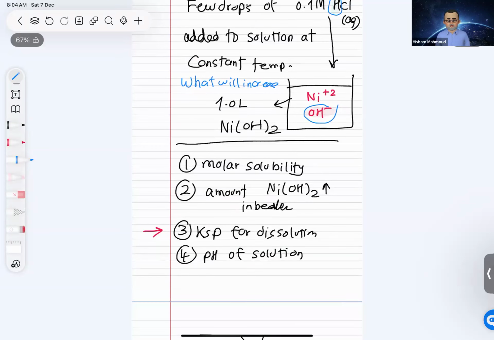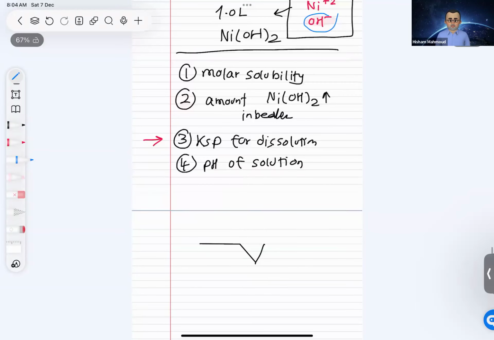But the reaction is moving to the right more, moving forward more. So it is moving towards the solubility more. The rate of solubility is faster than the rate of the precipitation. But in the end, the KSP for the solution will not change. So please memorize this one.